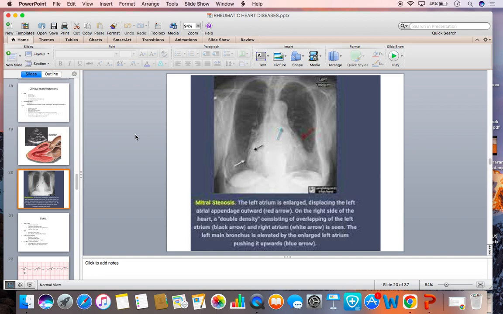Well, we have seen this X-ray earlier. This is the enlarged left atrium, the shadow of the left atrium and the right atrium here, and the pushing leftwards of the left atrial appendage, making the left border of the cardiac shadow straightened.